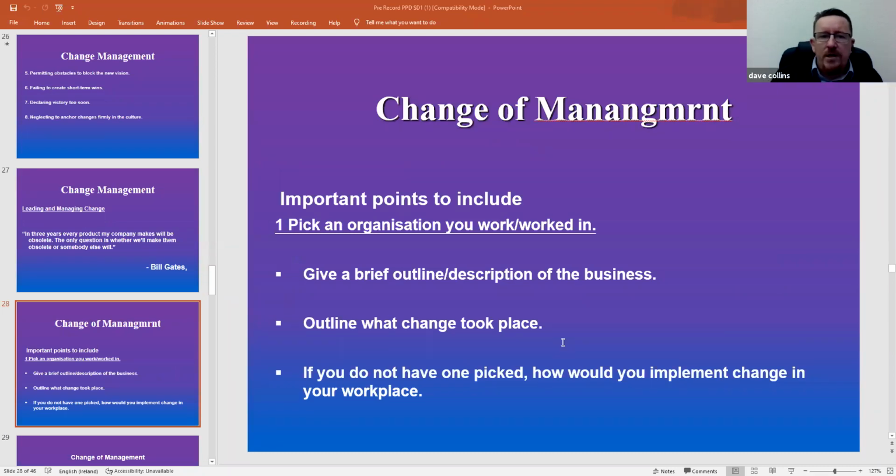Important points to include. Pick an organization you work or worked in. So this is back to your skills presentation, okay? Give a brief outline or description of the business. Outline what change took place. If you do not have one picked, how would you implement change in your workplace?